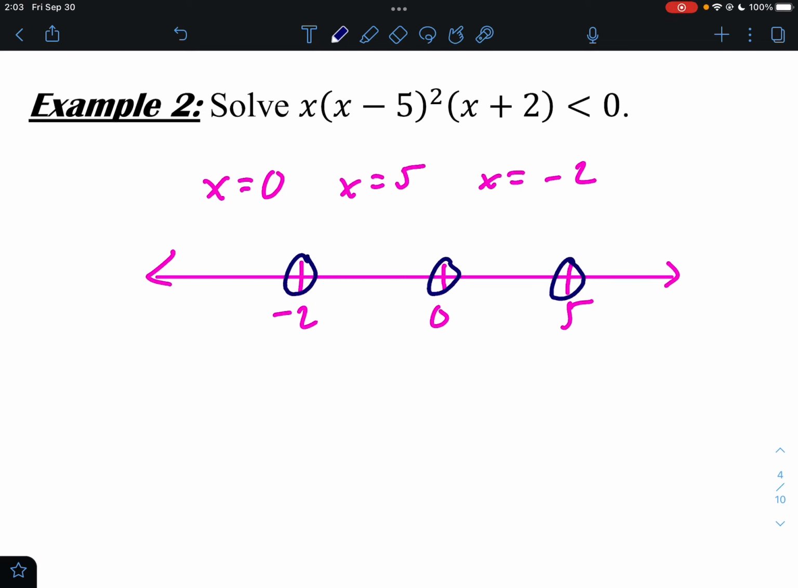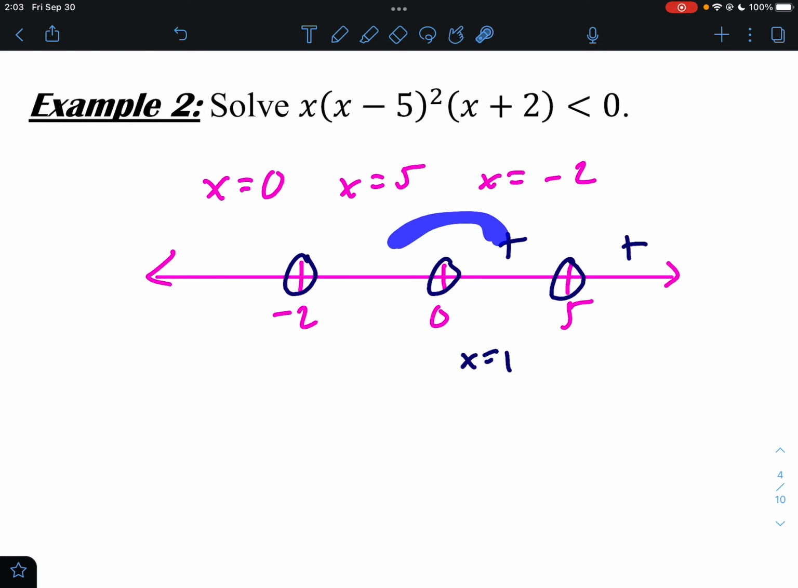Now I'm going to pick just one test point. I'm going to pick x equals 1, because that's probably the easiest test point I could think of. We put that back in, and we get 1 times some positive number times some positive number. All positive, so this is going to be positive. Now, as I cross over 5, 5 comes from here, which is an even multiplicity, so I don't change the sign.